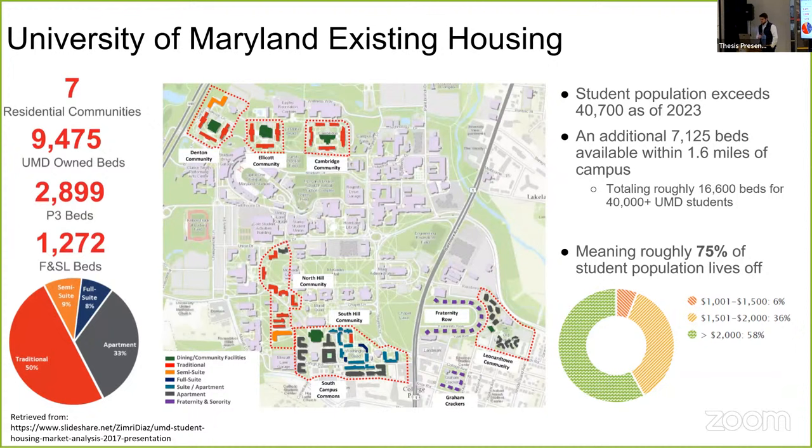Currently, the university has 7 residential communities owning roughly 9,000 beds, with an additional 16,000 located within 1.6 miles of campus. But with a population of roughly 41,000 students, this leaves roughly 75% of the student population not living on campus. And most of those housing options are upwards of $2,000 a month. Approximately 58% of the housing is over $2,000.